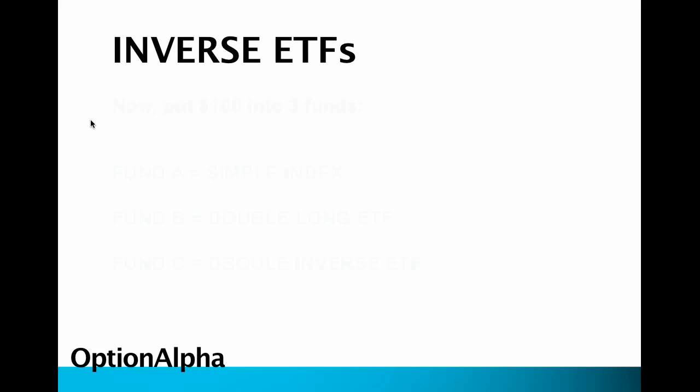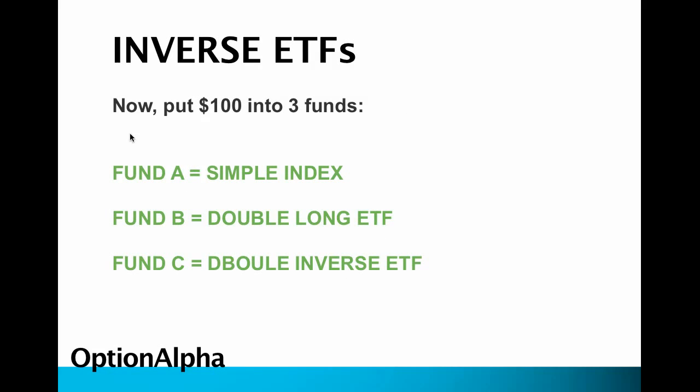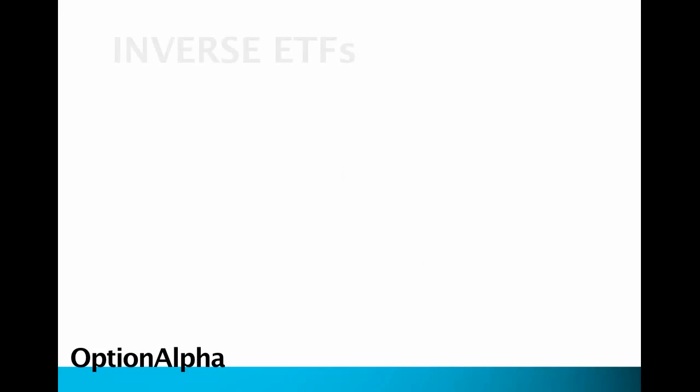So let's now put that $100 into three different funds. We'll call Fund A just a simple index fund, and this could be anything from the SPY to the DIA to the QQQs, etc. For Fund B, let's go into a double long ETF, so a double long or an ultra long ETF. And in Fund C, we're going to go into a double inverse ETF. So again, a double short or an ultra short.